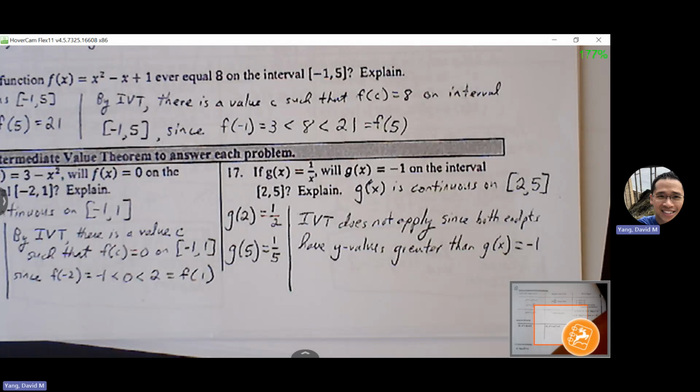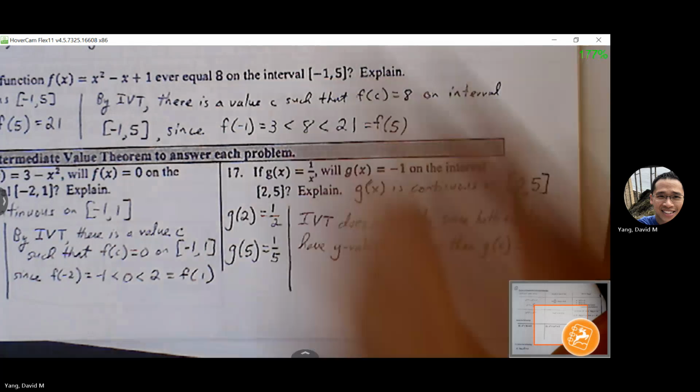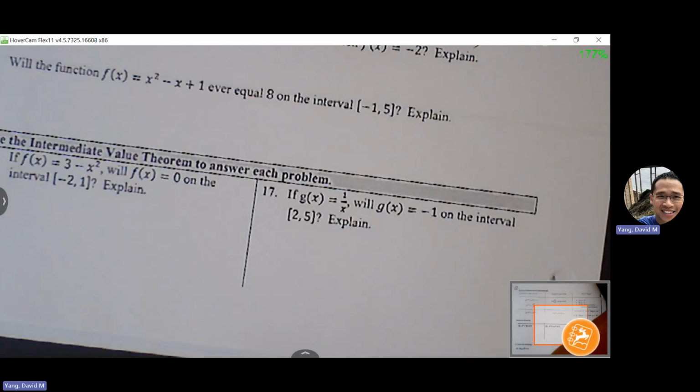The issue is that my y values of 1/2 and 1/5 are not favorable for applying the intermediate value theorem, right? Because I can draw a graph from 1/2 to 1/5 without ever crossing -1. So the graph could hit y equals -1, but based off of the limited information that we can use to justify IVT, we can't guarantee it. Okay, any questions? Intermediate value theorem?